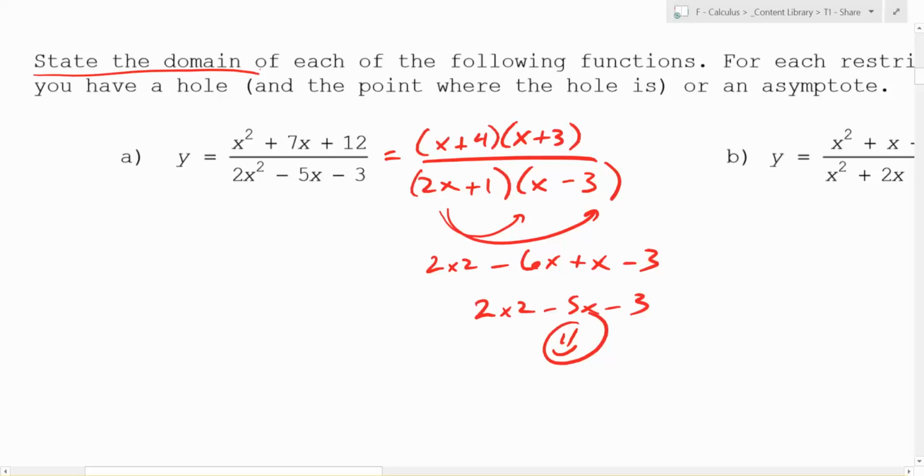So it says, state the domain. What's the definition of a domain of a function? It's the set of all input values. So the domain is the set of all input values. You can write this many different ways.